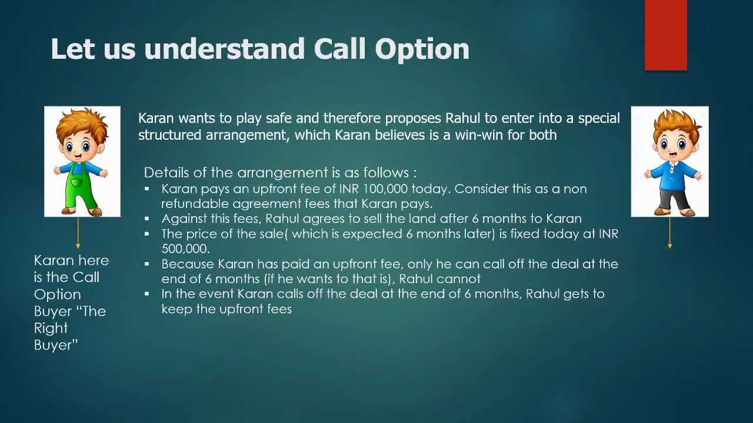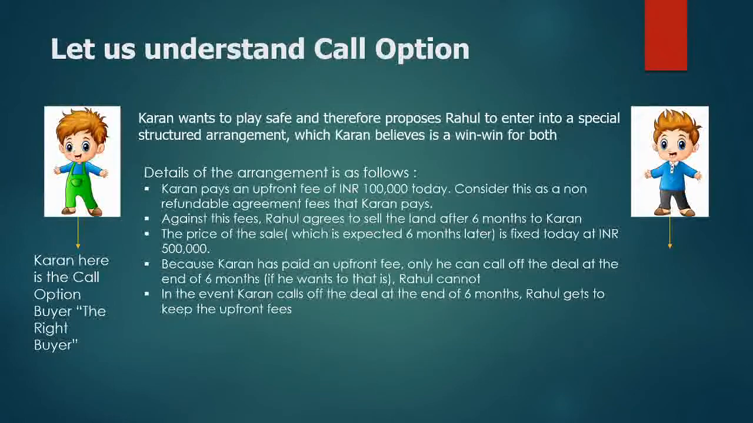The details of the agreement are as follows. Karan is ready to pay an upfront fee of rupees 1 lakh today, considered a non-refundable agreement fee that Karan pays to Rahul. Second, against this fee, Rahul agrees to sell the land after 6 months to Karan. So Karan has made a non-refundable deposit of rupees 1 lakh. Second, Rahul has sold Karan the right to buy the land after 6 months. Third, the price of the land after 6 months is fixed today at INR 5 lakh.